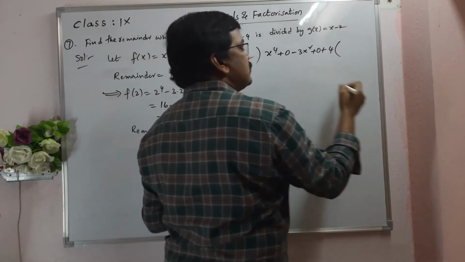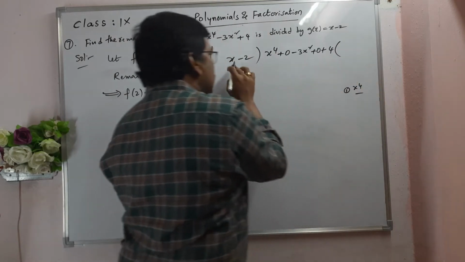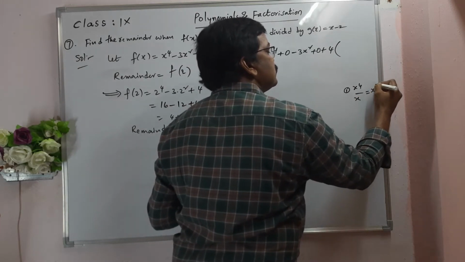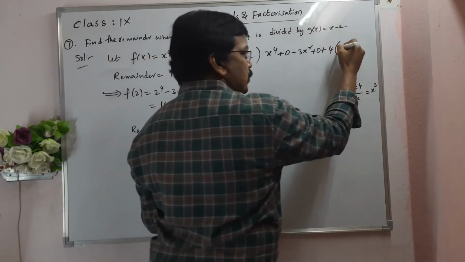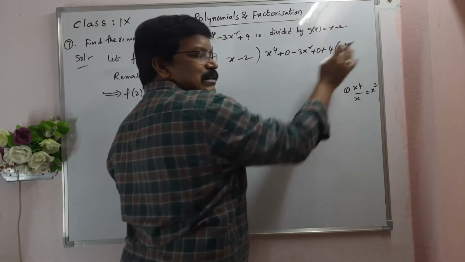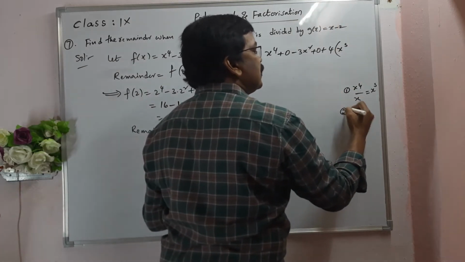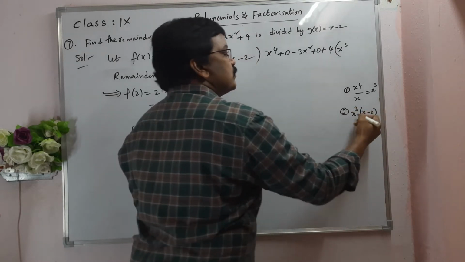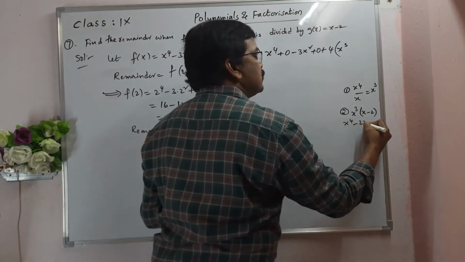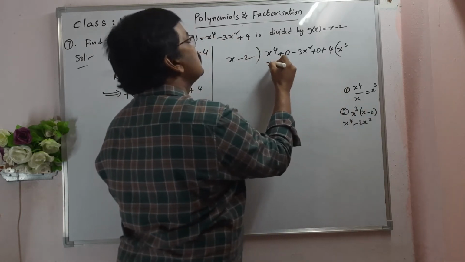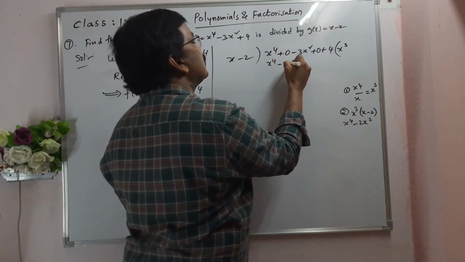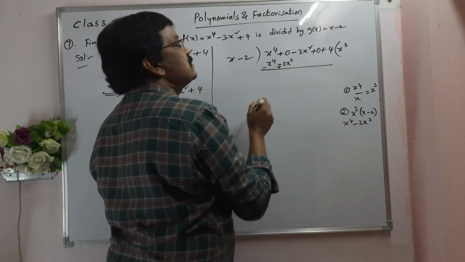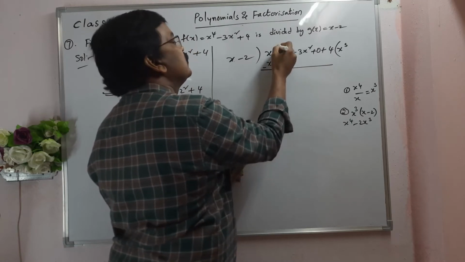Right. So here the first term is x to the power of 4. The first term in the divisor is x. So x to the power of 4 by x means x cube. So write this x cube here. This is the quotient. In the second step, x cube should multiply with x minus 2. So x cube into x is x to the power of 4 minus 2x cube. So this is minus and this is plus. Now both get cancelled.